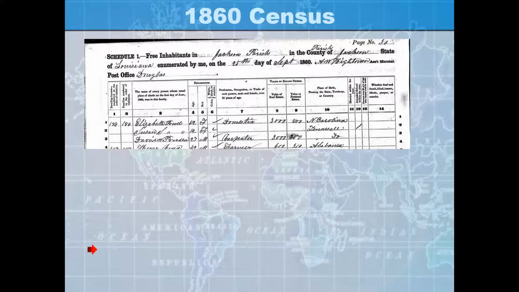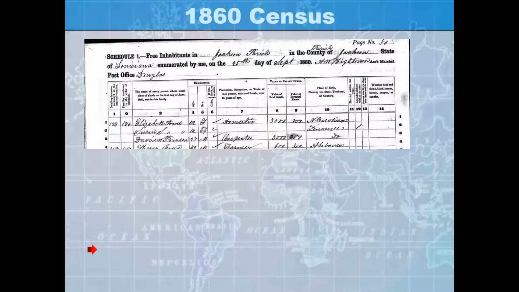Whether the person had been married within the year, whether they had attended school within the year, and whether they could read or write if they were over the age of 20 is shown. And the last column asks about defects and whether the person is a pauper or a convict.